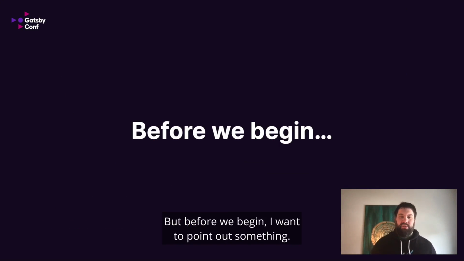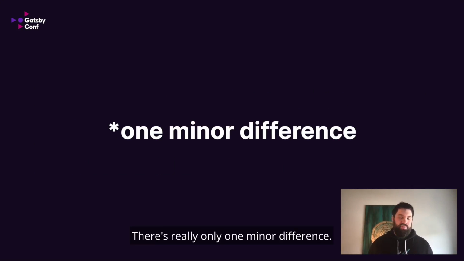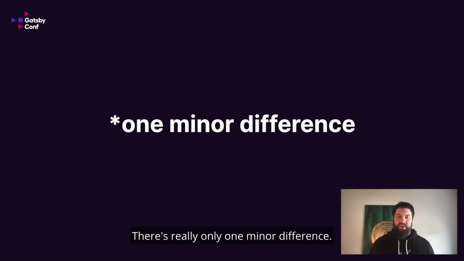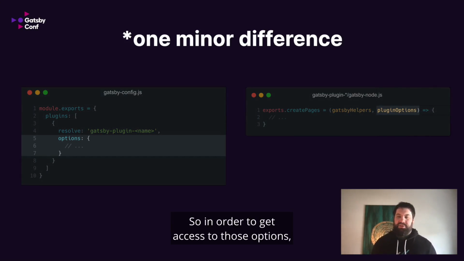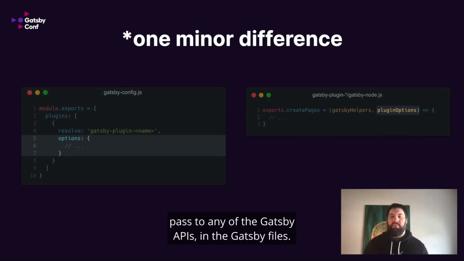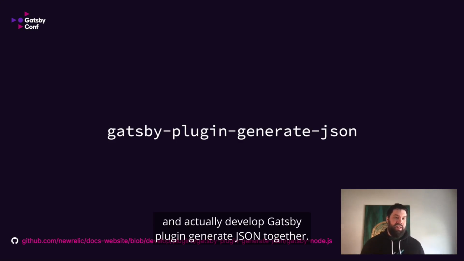But before we begin, I want to point out something. And that's if you know how to develop in your project's Gatsby files, you know how to build a custom plugin. There's really only one minor difference. And that's that plugins take options. So in order to get access to those options, you just have to use the second argument passed to any of the Gatsby APIs in the Gatsby files. So with that in mind, let's get started and actually develop gatsby-plugin-generate-json together.